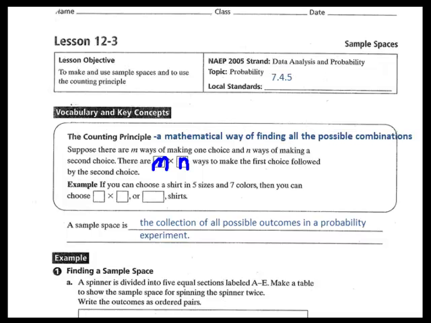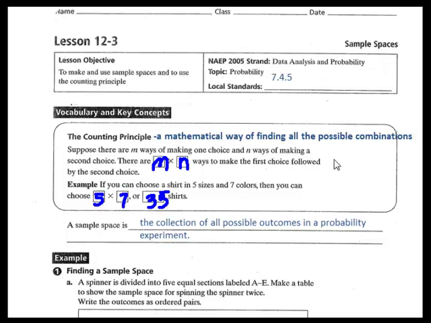That's a little hard to think about in terms of algebra. So let's think of a real-life example. If we have 5 sizes of shirts in 7 colors, then you can choose 5 times 7, or 35 shirts. You would have 35 choices of shirts.